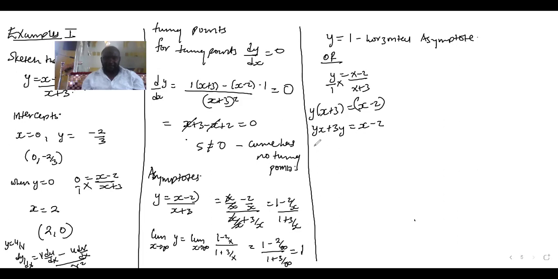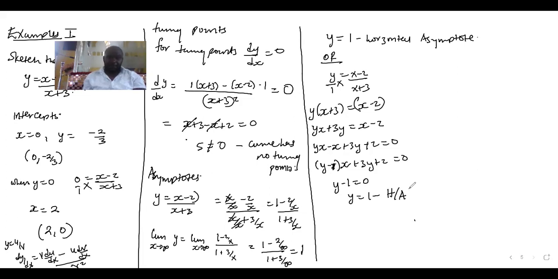Collect x like terms: yx minus x plus 3y plus 2. Are we together? Factorize out x for me. x into y minus 1. So what is the highest degree of x here? Power 1. What is the coefficient on it? y minus 1. Equate it to 0. The value of y you get is the horizontal asymptote. Happy? Very. Okay, this was a lousy example.